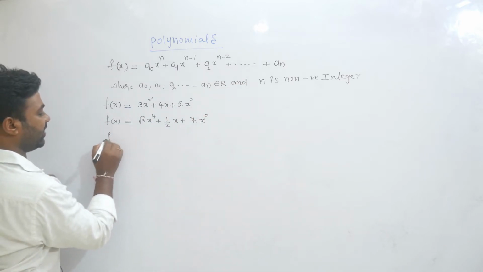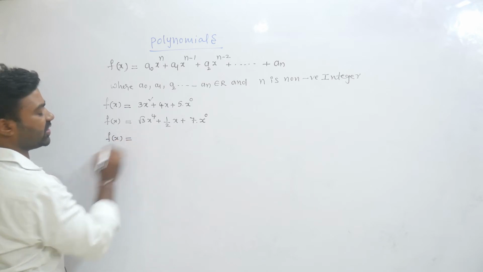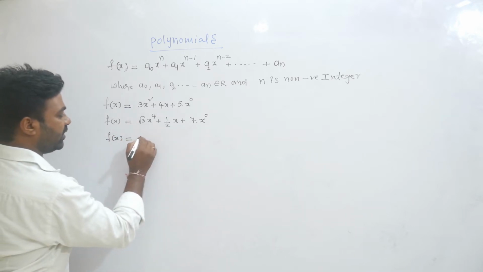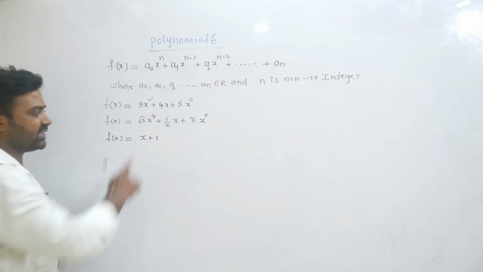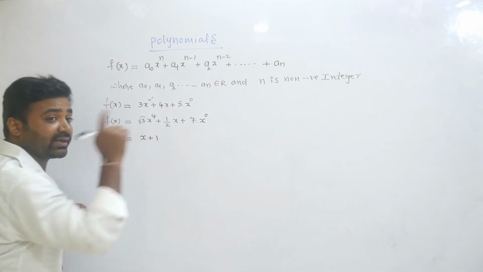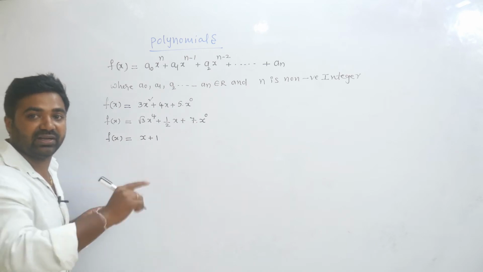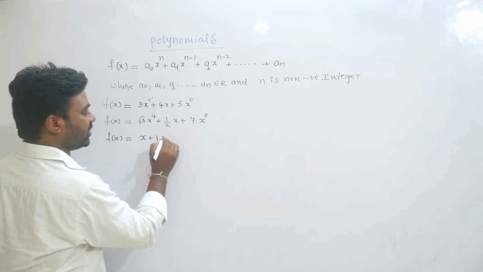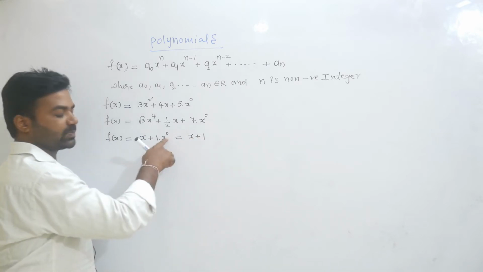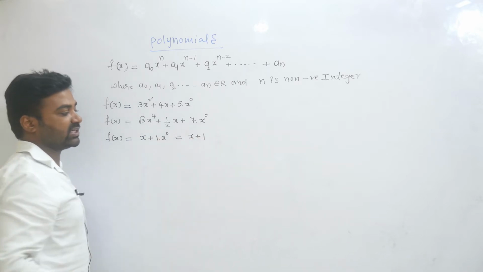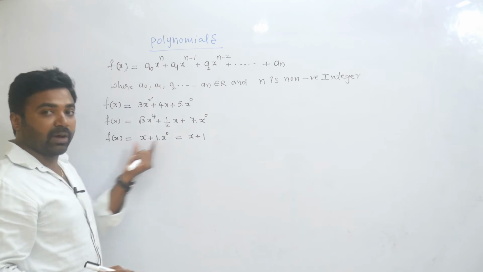Next, I can give one more example. f of x is equal to x plus 1. It is also a polynomial, because x power 1 can be written as 1 into x power 0. So x plus 1 is x power 1 plus 1 into x power 0. That's why it is an example of a polynomial.